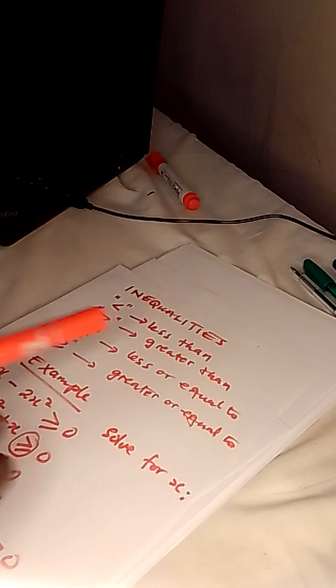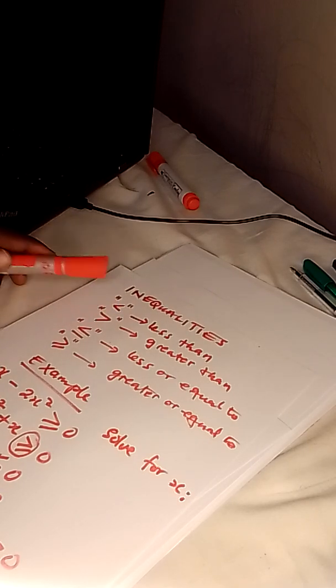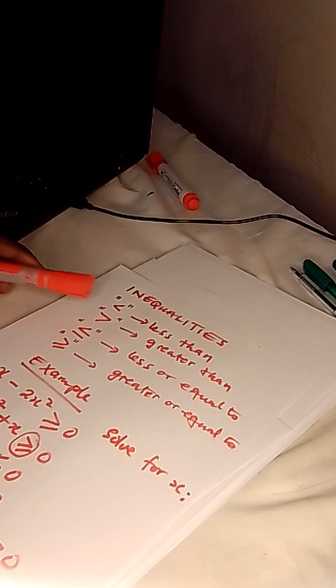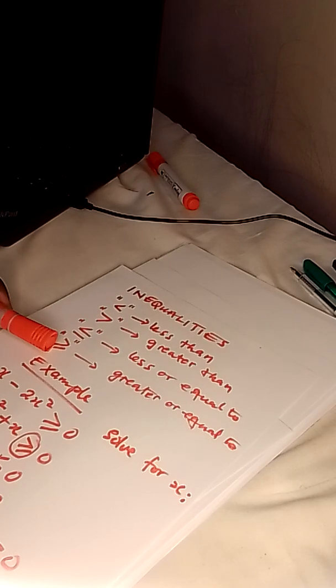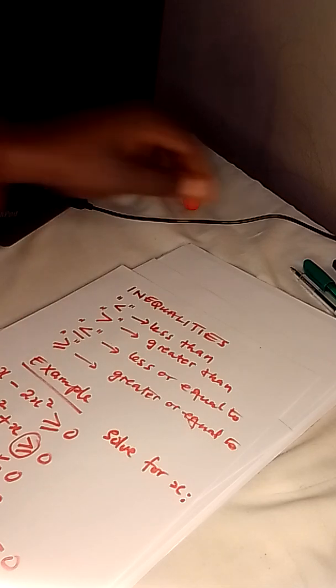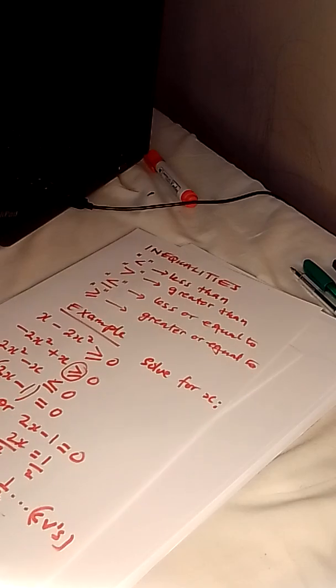Today we will be looking at inequalities as our topic. When we talk about inequalities, we will be using symbols like these ones. We will have less than, greater than, and then less than or equal to, greater than or equal to. So when you see one of these in your questions, it means you are dealing with inequalities, and therefore you need to know how to go about your question.